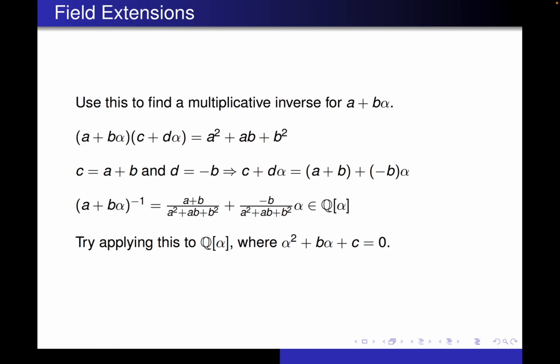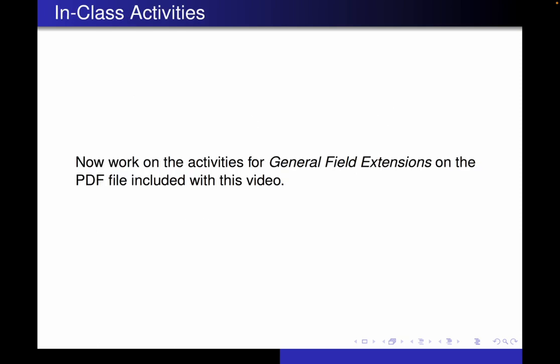So what you're going to do in the next set of in-class activities is do the exact same thing, but in its most generality. So now we're going to have a root of alpha squared plus B alpha plus C, where B and C can literally be any rational numbers. And then prove that Q of alpha is indeed a field. All right, so the PDF where this problem is called General Field Extensions, and it's on the PDF file included with this video.